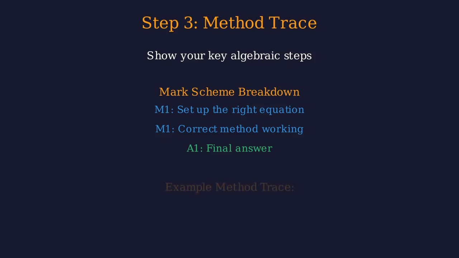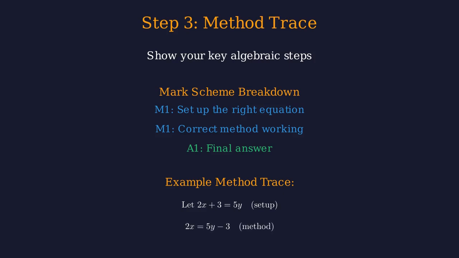So write, let 2x plus 3 equals 5y, setup. Rearrange, 2x equals 5y minus 3, method. Substitute x equals, even if the final calculation is messy. Those M marks are often there for the taking.